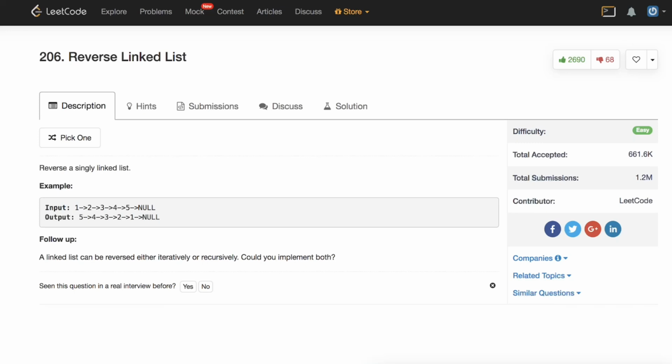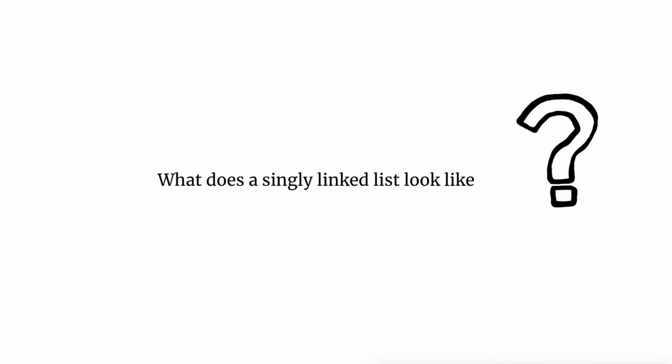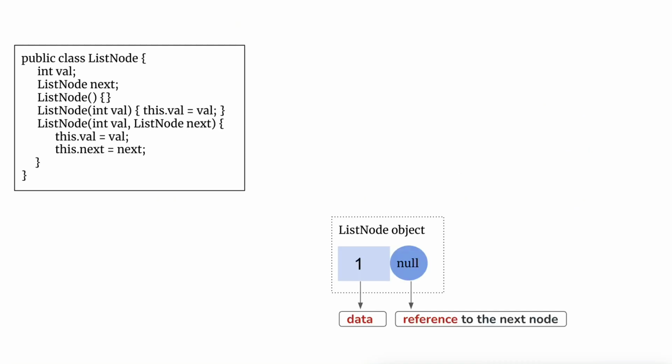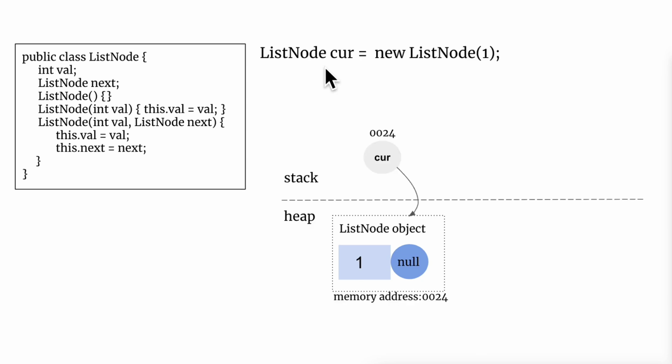This question asks you to reverse a single linked list. What does a single linked list look like? So the question gives us a defined class ListNode. Each ListNode contains a data field, like integer 1 here, and a reference to the next node in the sequence. So what happens when executing the statement ListNode cur = new ListNode(1)?